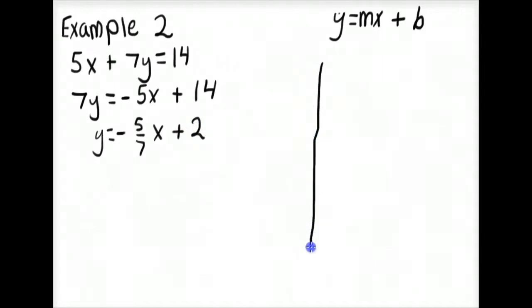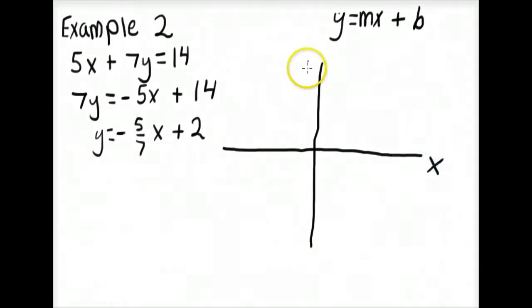So we'll start by drawing the horizontal and vertical axes and labeling them x and y respectively. Then we want to start again with the y-intercept, so we're going to count 2 units up, right here. Now, this one is going to be sloping down because the slope is negative, so from left to right the graph is going to be decreasing.